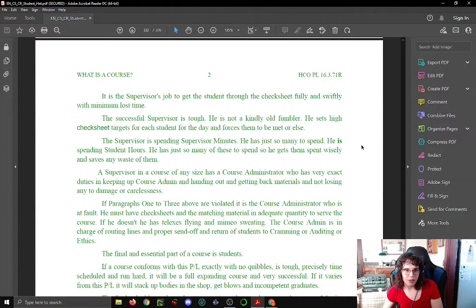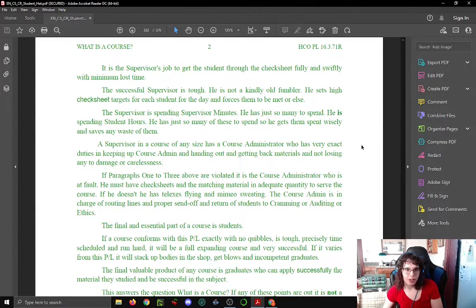It's the supervisor's job to get the student through the check sheet fully and swiftly with minimum lost time. The successful supervisor is tough. He's not a kindly old fumbler. He sets high check sheet targets for each student for the day and forces them to be met or else. The supervisor is spending supervisor minutes. He has just so many to spend. He's spending student hours. He has just so many of these to spend, so he gets them spent wisely and saves any waste of them.